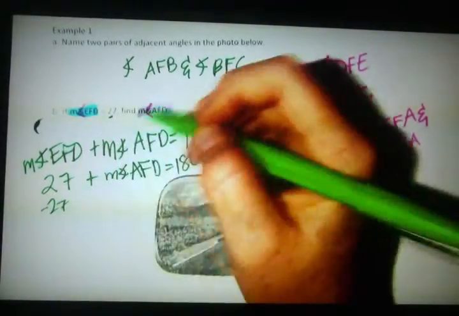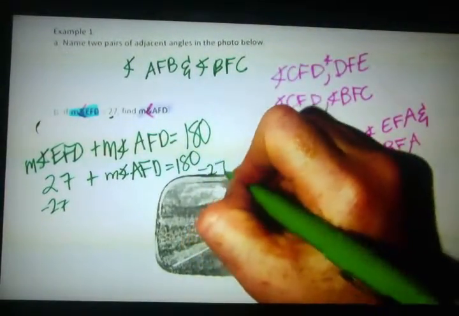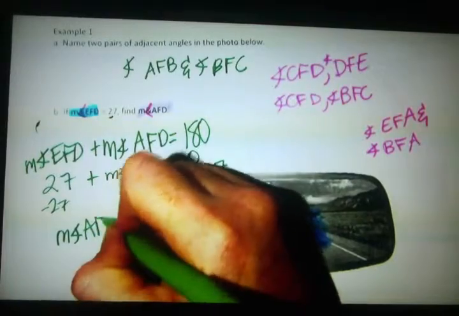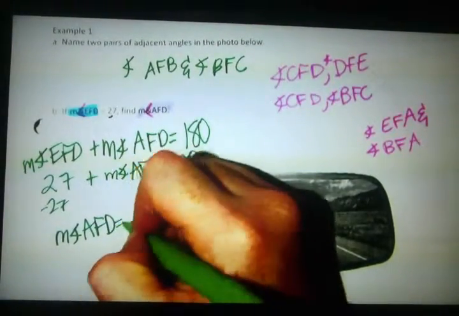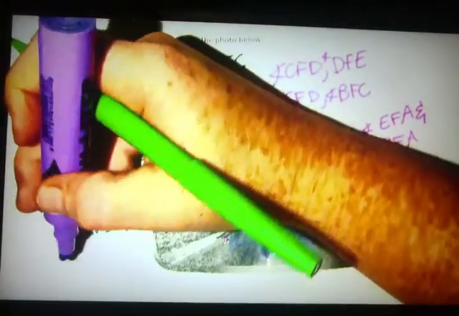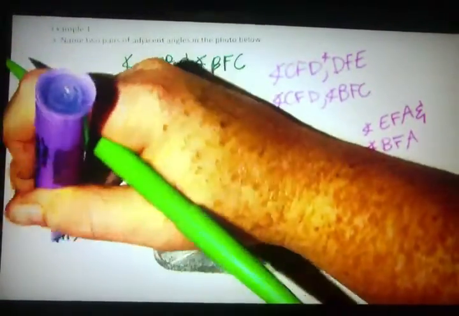Equals 180. Okay, then subtract 27 from both sides. Treat it like an equation. Measure of angle AFD equals 153. Okay, and that's what it asks for. Find measure of angle AFD. Well, it's right there.